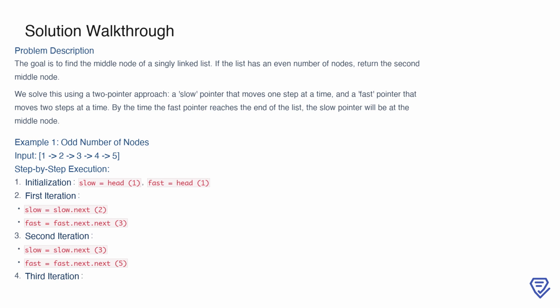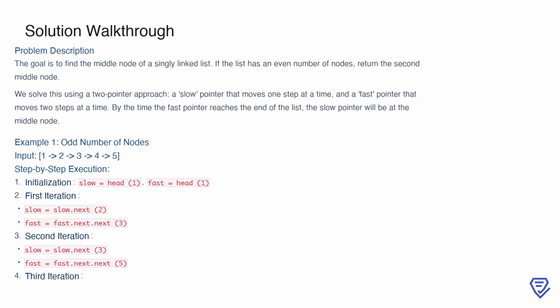Let's take an example with an odd number of nodes, 1-2-3-4-5. Initially, both pointers are at the head of the list, which is the node with value 1. During the first iteration, the slow pointer advances 1 step to node 2, while the fast pointer jumps 2 steps to node 3. In the second iteration, the slow pointer moves to node 3, and the fast pointer moves 2 steps further to node 5.